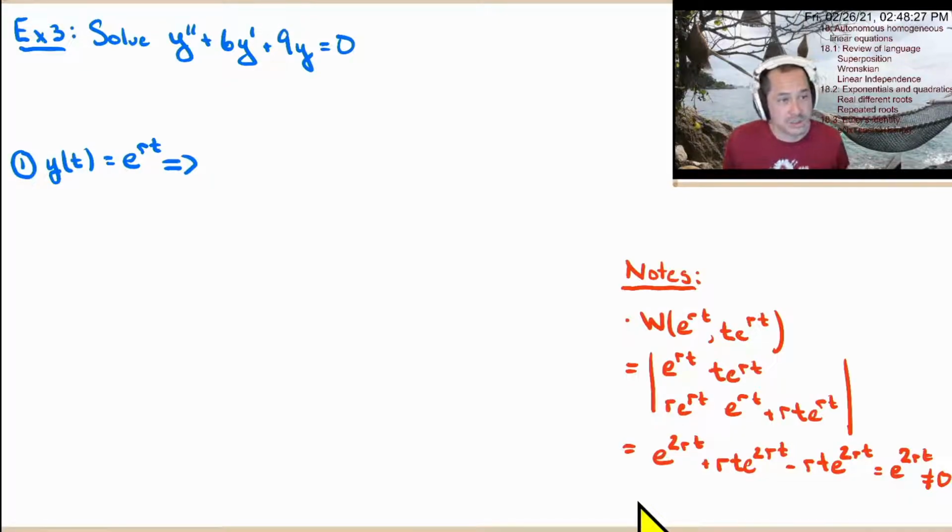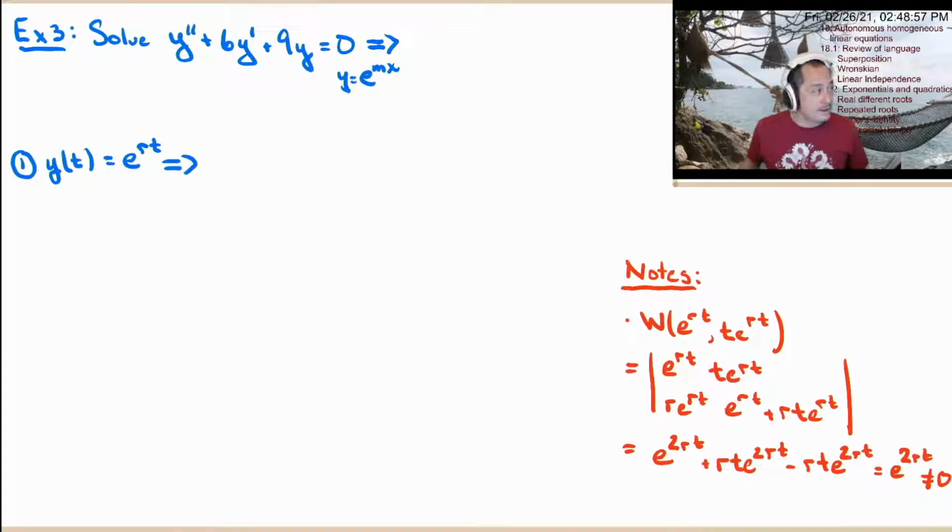And so, question: I want to do this in one step. The step is to assume y is equal to e to the mx. Tell me, what is the quadratic equation that would come from this? For anybody out there that's seeing it. Ultimately, this is where we want to get in terms of expediting this process. It'd be m squared plus 6m plus 9 is equal to 0.